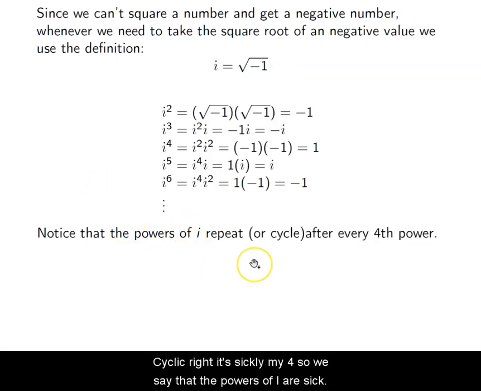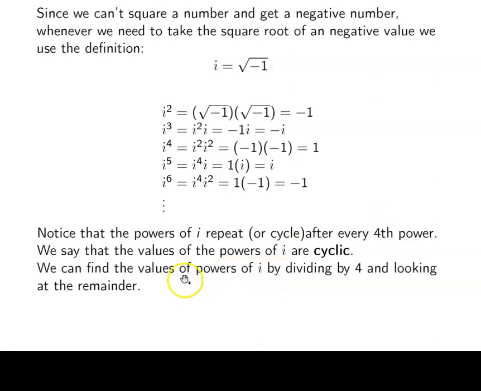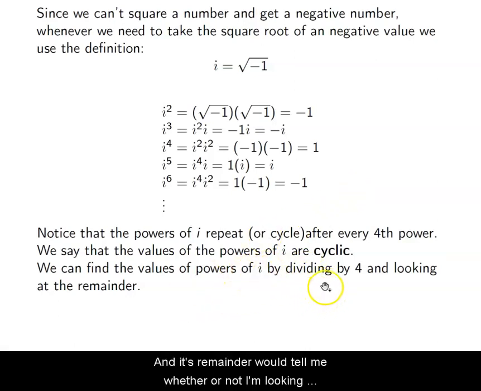It's cyclic mod 4. So we say that the powers of i are cyclic, right? We can define the values of powers of i by dividing by 4 and looking at the remainder. Okay, so for instance, if I want to know what i to the 12th is, I would divide 12 by 4, and its remainder would tell me whether I'm looking at i, which is a remainder of 1, i squared, which is when I have a remainder of 2, i cubed, which is when I have a remainder of 3, or i to the 4th, which is when I have a remainder of 0.